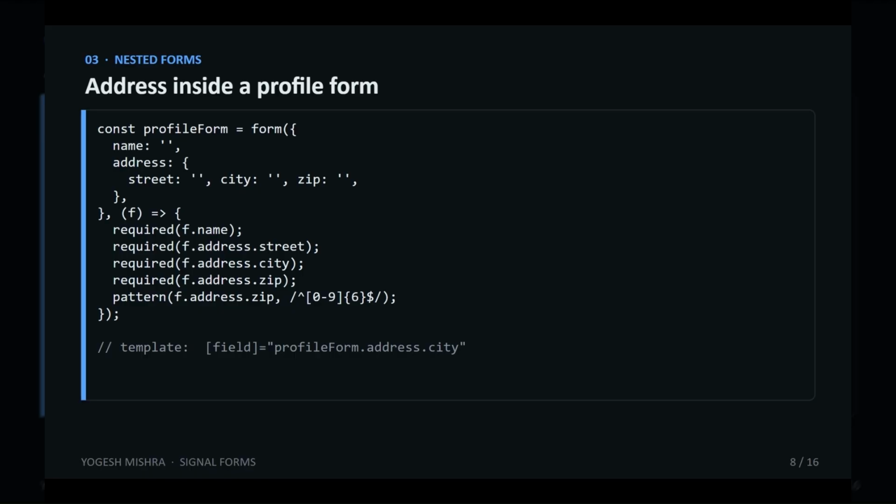Real forms have nested objects, for example a profile with address. In the template, it just works. Deep paths are fully typed.